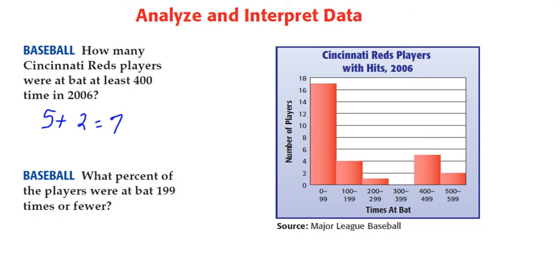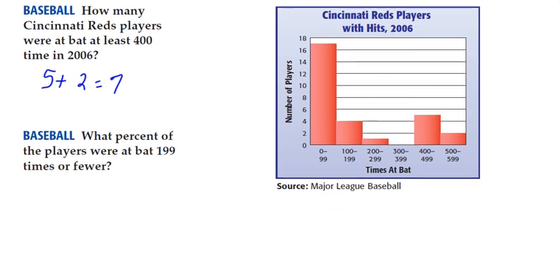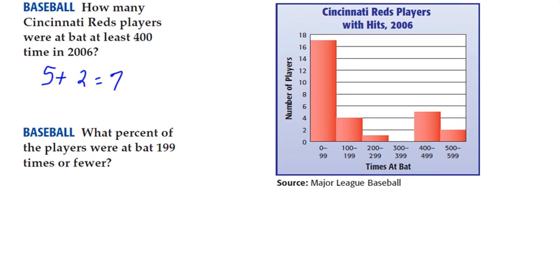All right, the second problem asks us, what percent of the players were at bat 199 times or fewer? Well, I hope that you recall that the percent is equal to the part, whatever the part is, divided by the whole, and then times 100. Okay, we've worked with percents quite a bit this year, and that never changes. So we need to figure out what the part is, what the whole is, and then we can find our percent.